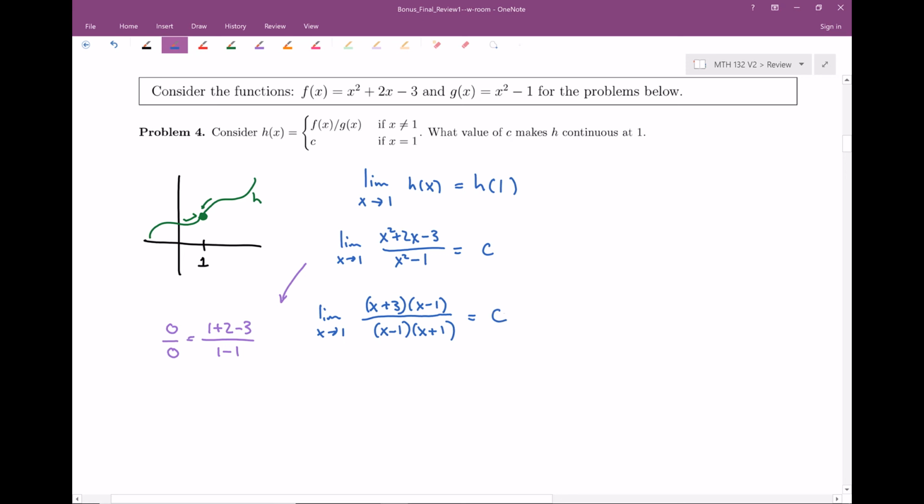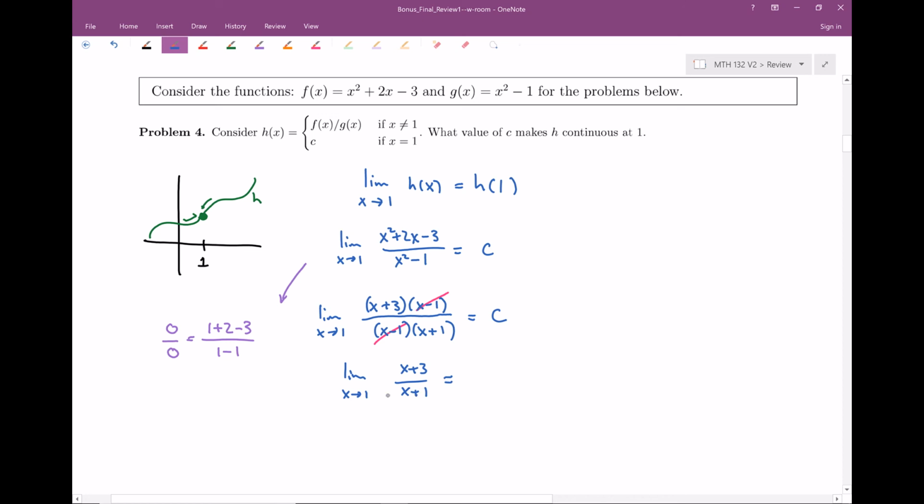And again, we want whatever that limit is to be our c value. I can see now that by factoring, we have an x minus 1 on top and an x minus 1 on the bottom. That's our main culprit, right? By plugging in 1 everywhere we see an x, it's making that term 0 and that term 0. But now that we've canceled this, we're going to have the limit as x goes to 1 of x plus 3 over x plus 1.